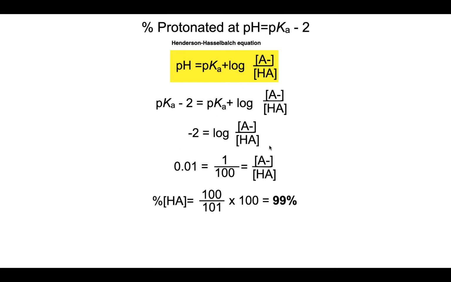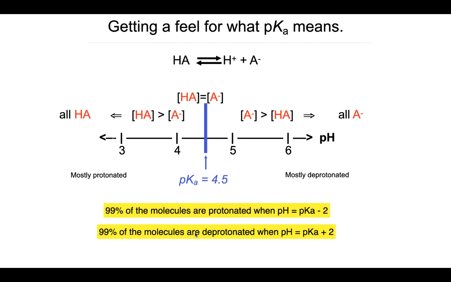And then if we take the anti-log of both sides, we get 1 over 100 equals the concentration of the deprotonated divided by the concentration of the protonated. So that means for every 1 unit of deprotonated, there's 100 units of the protonated. If we then want to get to the percentage of protonated, we simply take the amount of protonated, 100, divided by the total, 100 plus 1. So 101 times 100, 99% of the molecules will be protonated when we have a situation where the pH is equal to the pKa minus 2 units. So that's the math that led to these 2 benchmark situations here that you should absolutely remember.